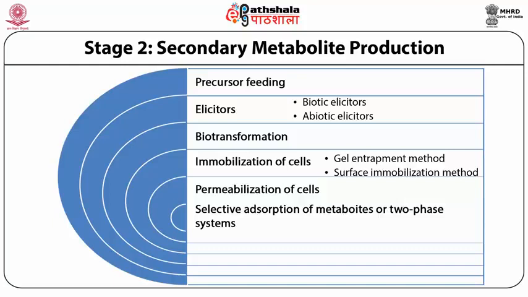Coming on to the next parameter, which is selective adsorption of metabolites. It has been observed that the secondary metabolites produced in the cell cultures should be removed quickly. Otherwise, it would lead to processes like feedback inhibition, enzymatic or non-enzymatic degradation of the product in the medium, or volatility of the compounds produced. So it is very important to develop a separation technique that can concentrate the desired product.